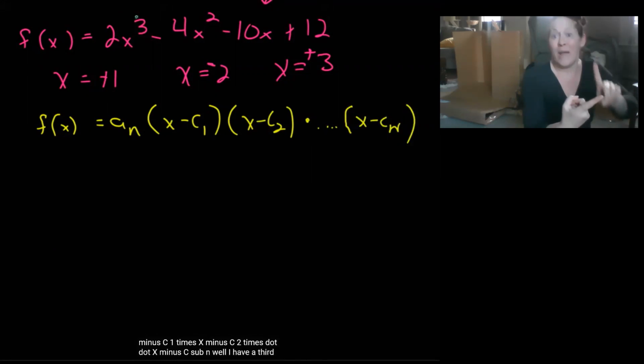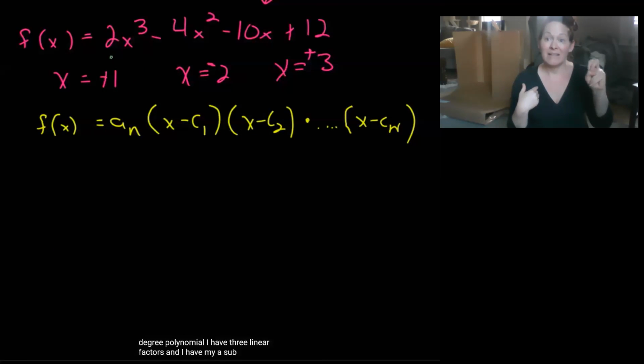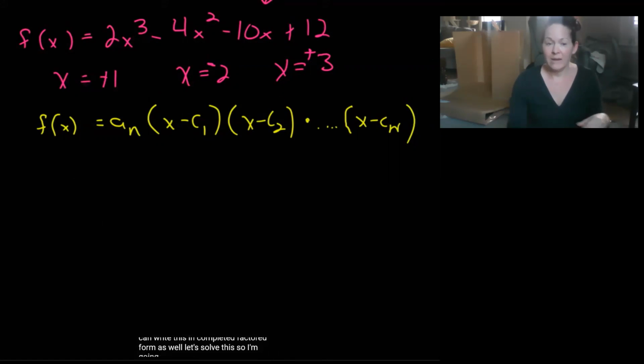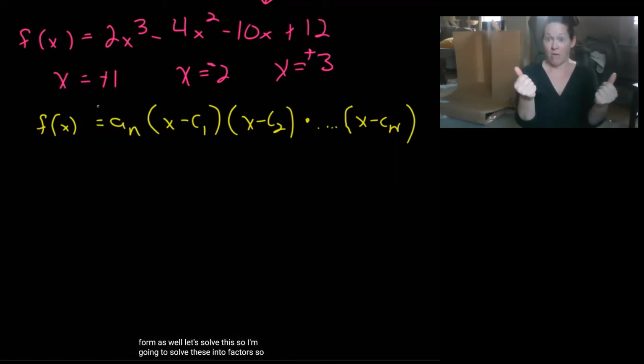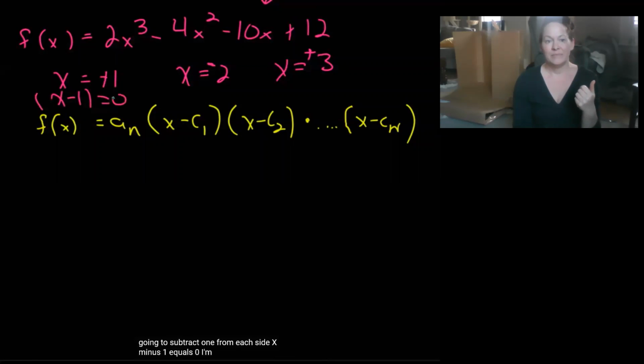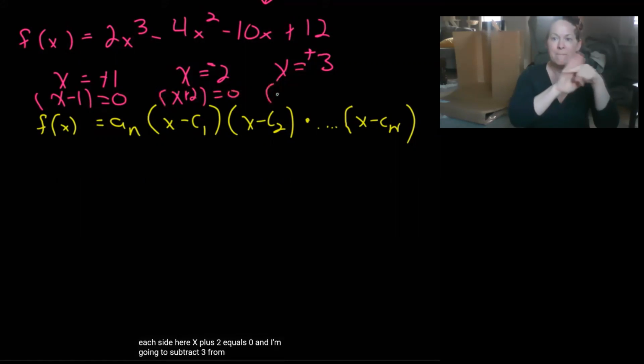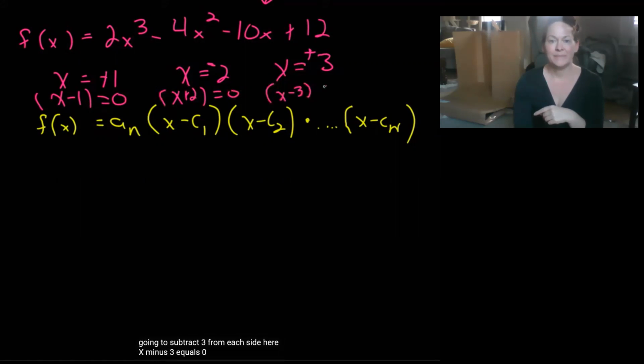Well, I have a 3rd degree polynomial, I have 3 linear factors, and I have my a sub n. So I can write this in completed factor form as, well, let's solve this. So I'm going to solve these into factors. So I'm going to subtract 1 from each side. X minus 1 equals 0. I'm going to add 2 to each side here. X plus 2 equals 0. And I'm going to subtract 3 from each side here. X minus 3 equals 0.